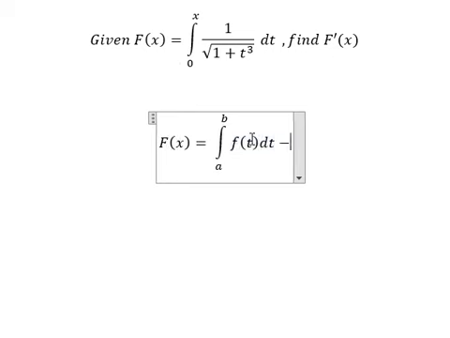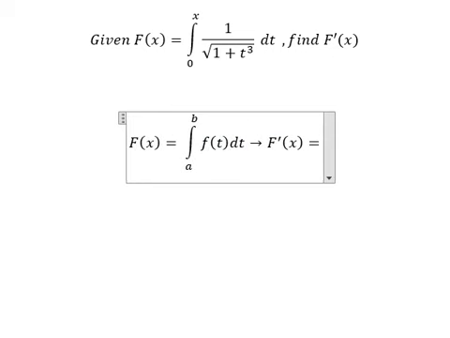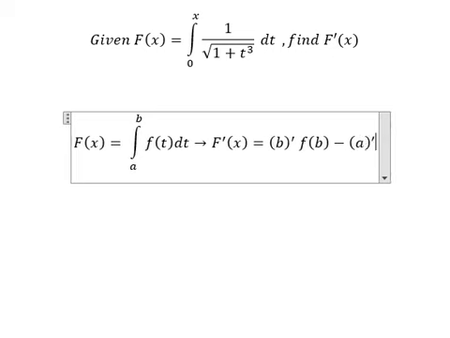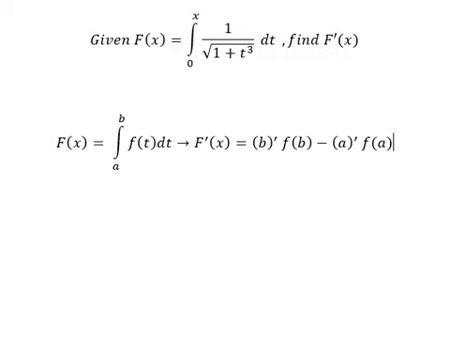So if we do first derivative, we need to do first derivative of b multiplied by f of b minus first derivative of a multiplied by f of a. So in this situation, we have like this.